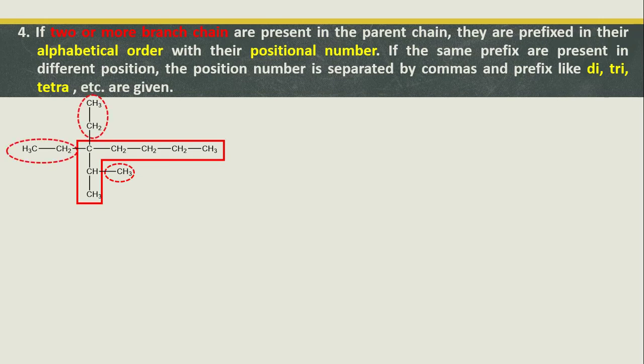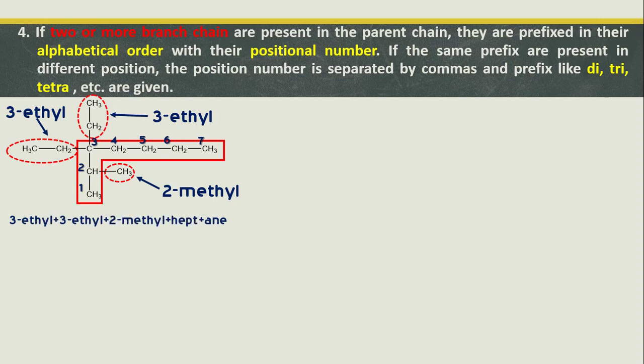In this example, there are two ethyl groups on the third carbon atom and a methyl group on the second carbon atom. So this one is the 2 methyl group, this one is the 3 ethyl group, and this one is another 3 ethyl group. So while naming this compound, diethyl is added, and it will be 3 ethyl plus 3 ethyl plus 2 methyl, and hept is the word root as well as ane as the primary suffix. So the name of the compound will be 3,3 diethyl 2 methyl heptane.